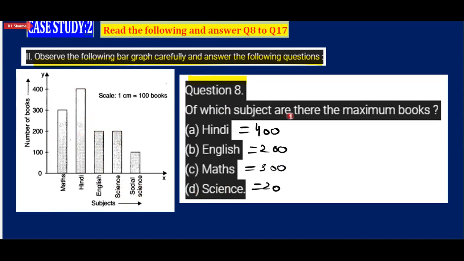And the question is, of which of all these subjects are there the maximum books? Maximum books kiski hai? That is of Hindi, and that is 400. So maximum books are of Hindi, and that is 400. So A is the correct option here.